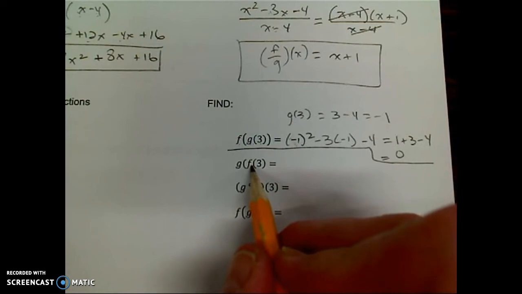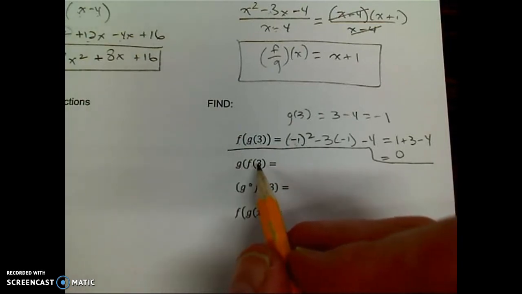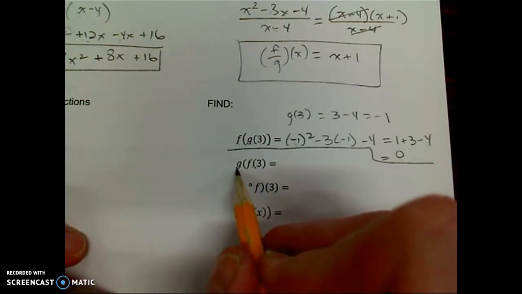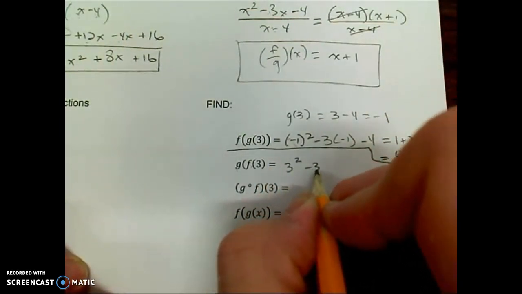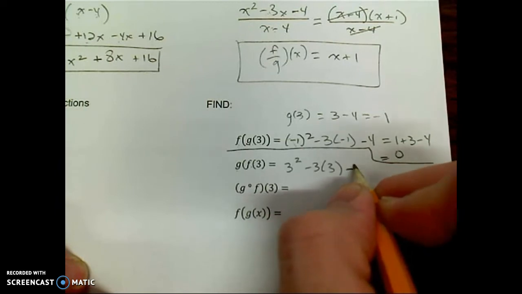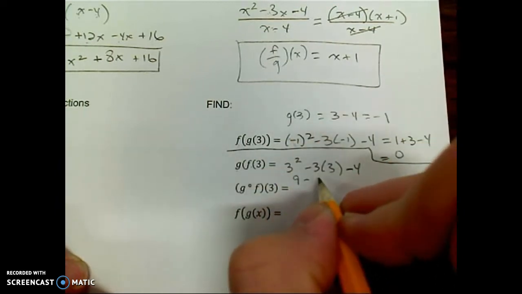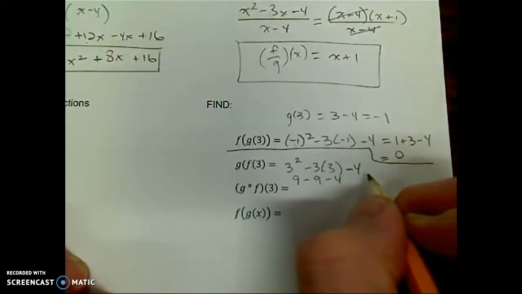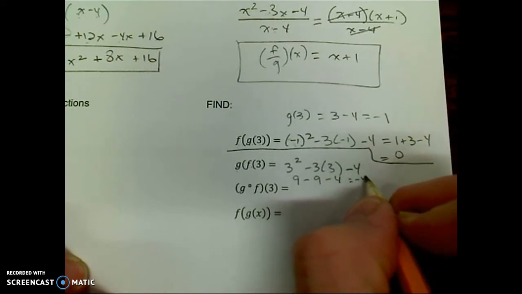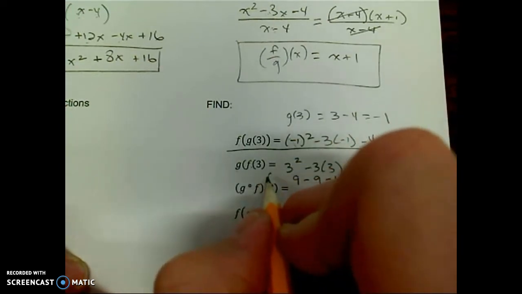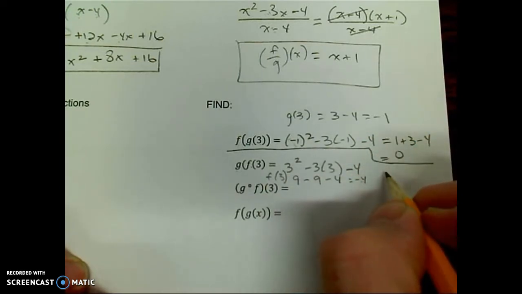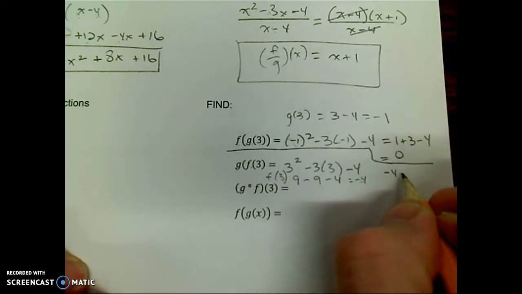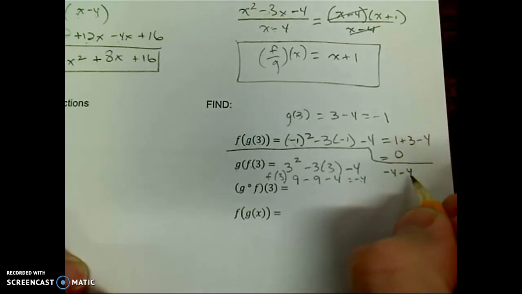We're again working from the inside out. So f of 3, that output becomes our input for g. So f of 3 is 3 squared minus 3 times 3 minus 4. So that's 9 minus 9 minus 4. That's negative 4. Now negative 4 becomes my input for the g function. Negative 4 minus 4 equals negative 8.